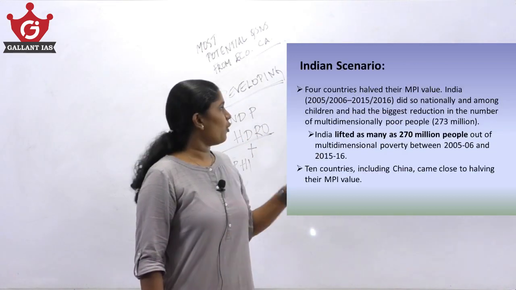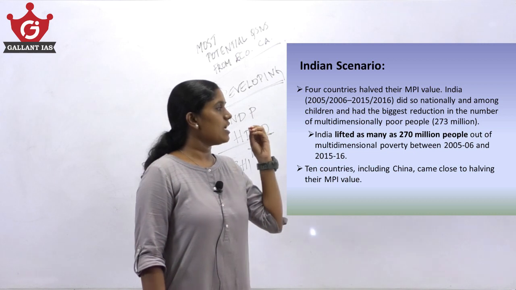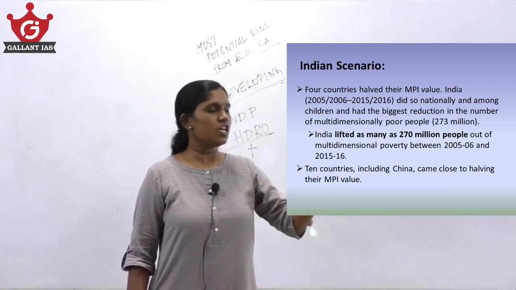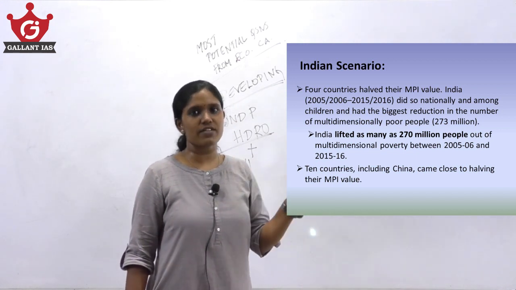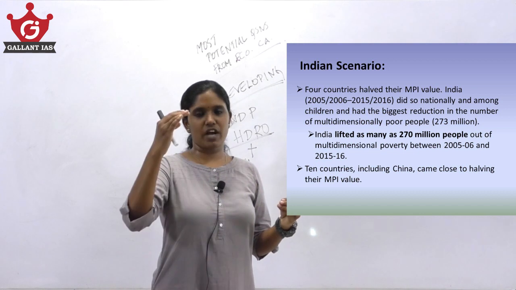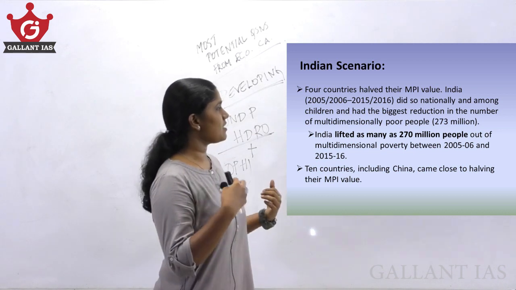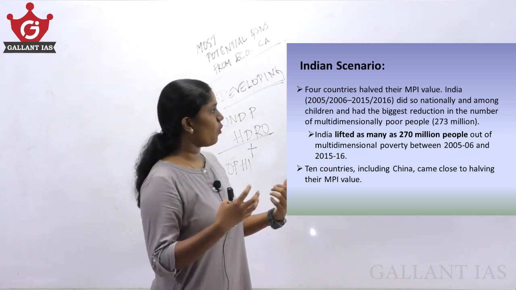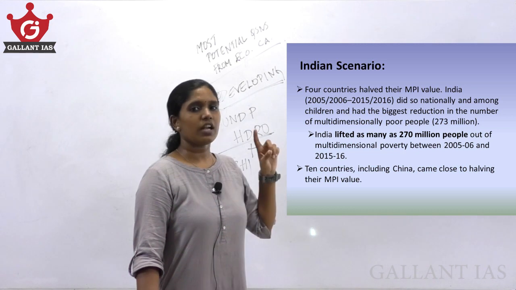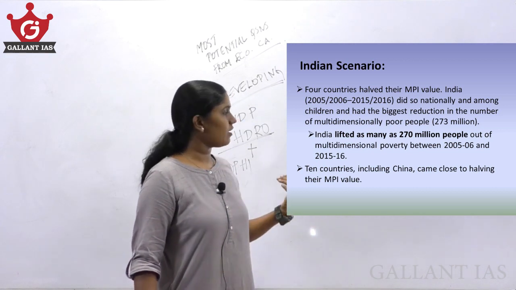So let's look at the Indian scenario. Four countries have halved their MPI value, and India has shown a very impressive performance. India has lifted 270 million people out of multidimensional poverty between 2005-6 and 2015-16. And also 10 countries including China have come close to halving their MPI value. There is one more point to be noted in the performance of India. India has successfully reduced poverty, and along with that there has been a significant reduction in the number of children under multidimensional poverty. One more thing to be noted is that there is a negative correlation between incidence of multidimensional poverty and vaccination programs.